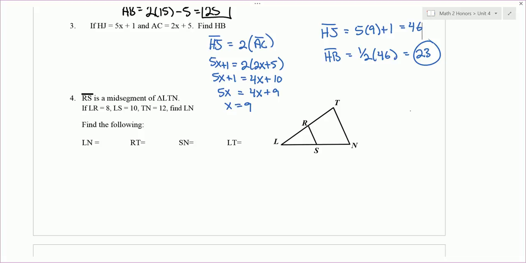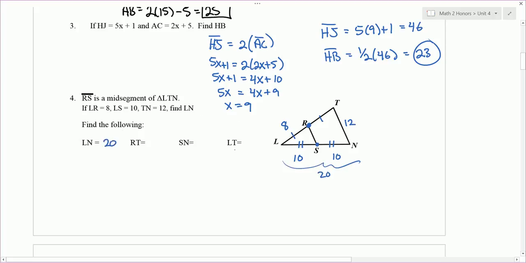Number 4, if RS is a midsegment of the triangle LTN, then R is a midpoint of LT, and S is a midpoint of LN. If LR is 8, LS is 10, TN is 12, we're going to find all the following. So we want to find LN. Well, if LS is 10, then SN is 10, and so LN is 20.